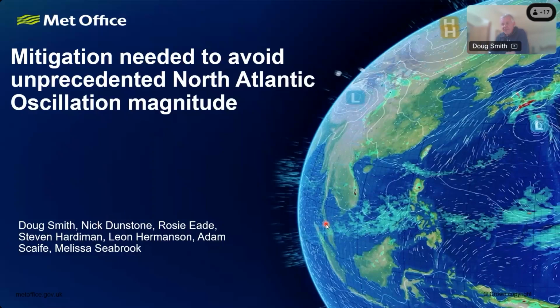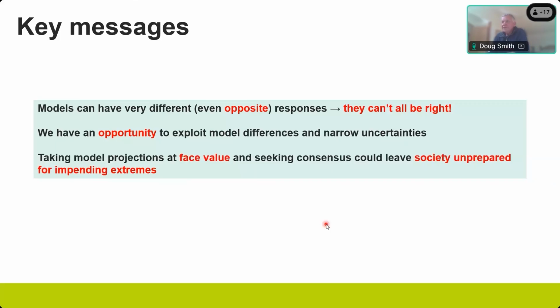So I'm going to talk about the need to really take into account model errors to diagnose particularly changes in atmospheric circulation. The key messages I want to try and get across are that models can have very different responses, even opposite responses to the same forcings. So they definitely can't all be right. But this provides an opportunity, I think, to exploit these model differences to narrow the uncertainties. And the final message that's very important is that taking models at face value and seeking consensus could leave society unprepared for impending extremes.